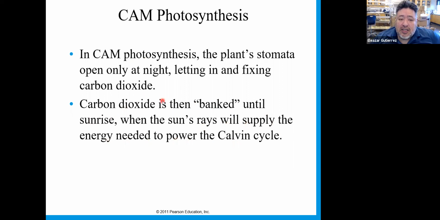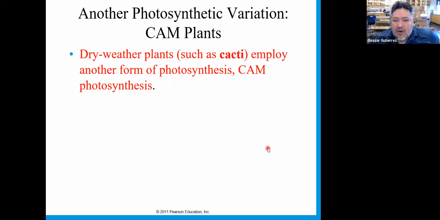the Calvin cycle. So CAM plants are like C4 plants, but this metabolism is even more efficient, which means that these plants have adapted to the driest and hottest climates. So we're talking about cacti, we're talking about succulents, okay? So dry weather plants such as cacti employ another form of photosynthesis, CAM photosynthesis. Again, that's carboxylic acid, okay?